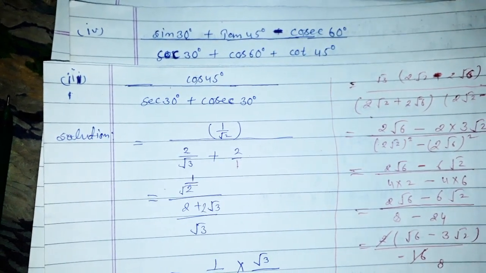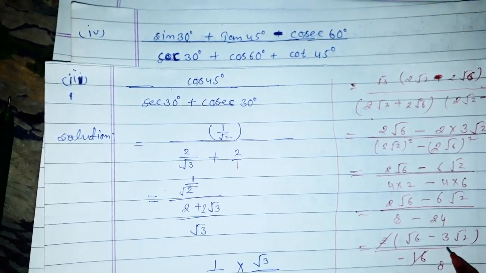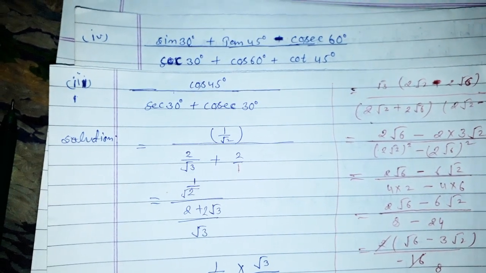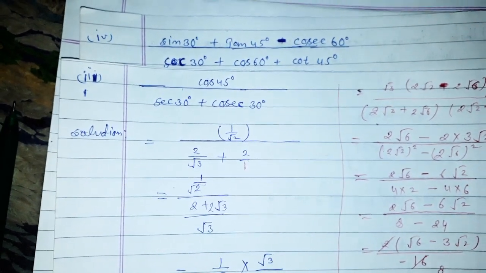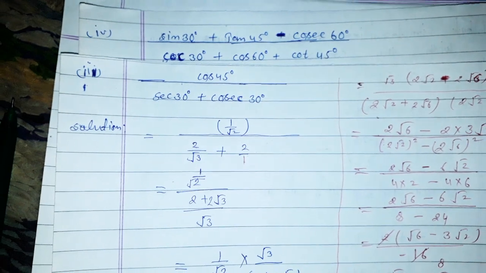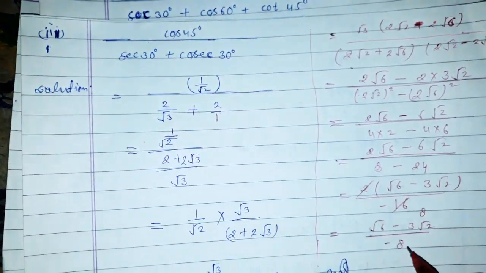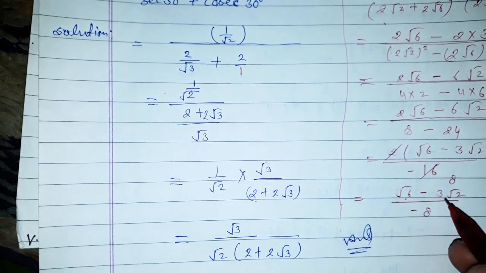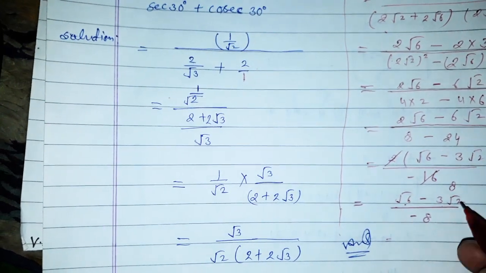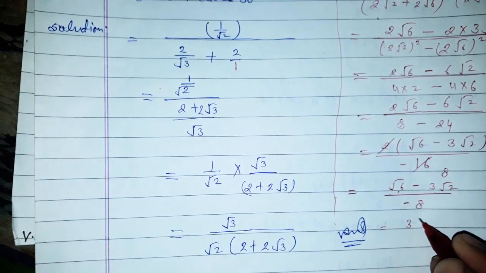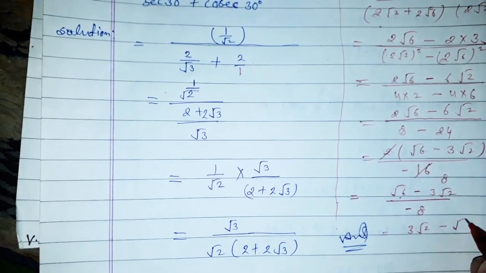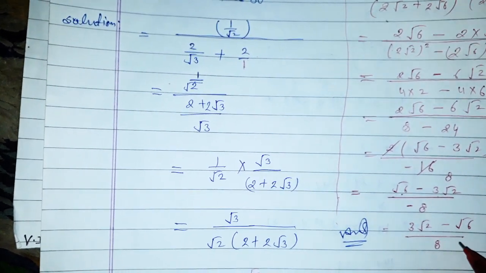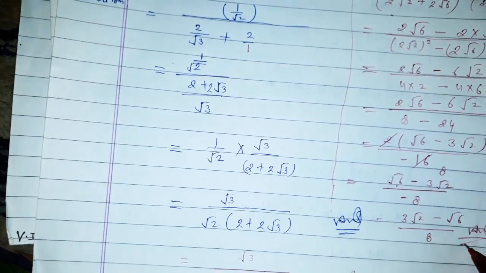So this value is root 6 minus 3 root 2 upon minus 8. Change this to a positive sign, so this value is negative and this value is positive, so 3 root 2 minus root 6 upon 8. This is also the answer.